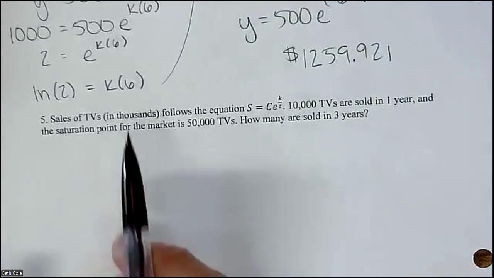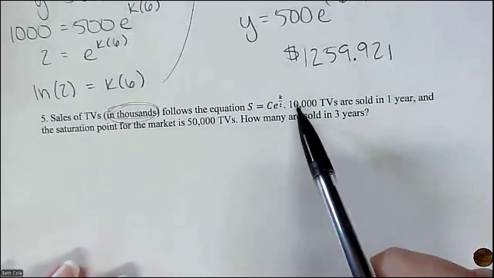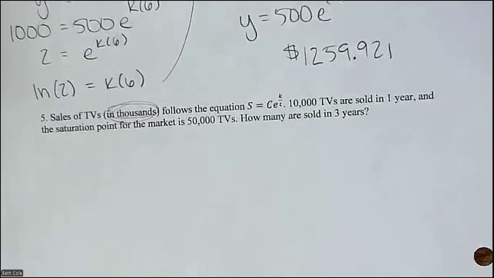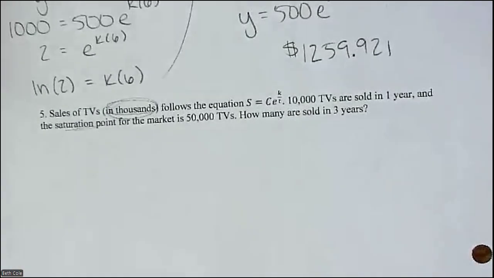Sales of TVs in thousands follows this model. 10,000 TVs get sold in 1 year, and the saturation point for the market is 50,000 TVs. What that means is, listen, TVs are not something that you continually buy weekly. For example, toothpaste. You would keep buying that over and over and over again. Do you see what I'm saying? Televisions are not like toothpaste. Once you buy a television, usually you're set for like a while. You're not going to buy one every month.